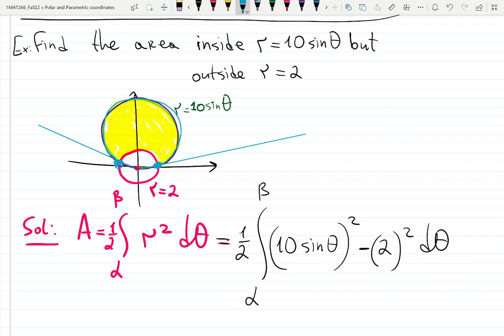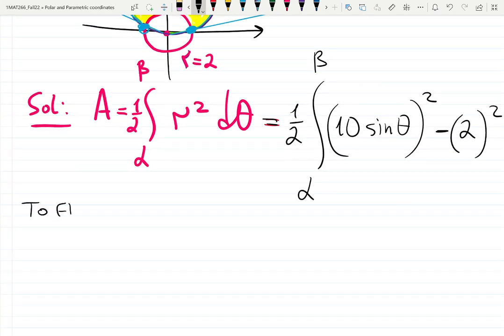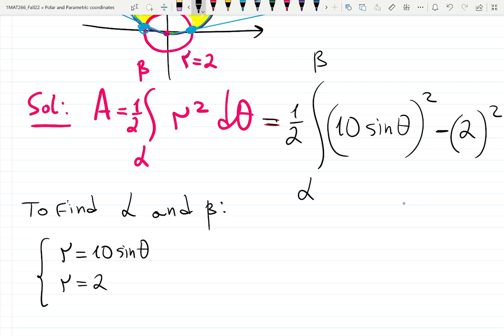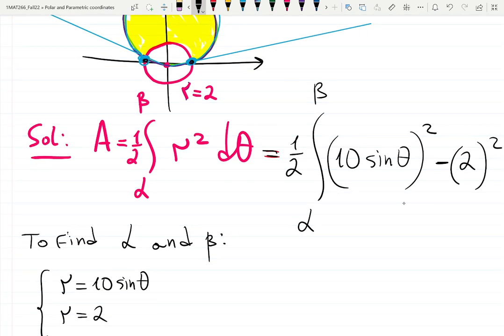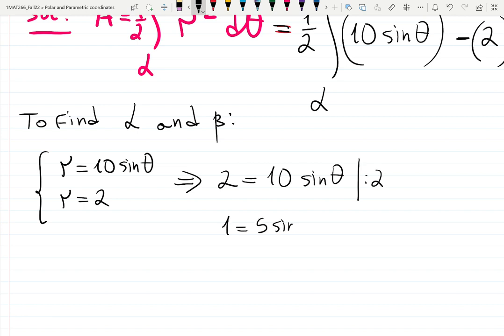So to do that, we will set those 2 equations equal to each other. To find the angles, to find alpha and beta, let's write the system: r equals 10 sine theta, r equals 2. They intersect each other at those points. So as always, we're just gonna try to solve the system. That is 2 equals 10 sine theta. We need to solve this trigonometric equation. Divide by 2. That will be 1 equals 5 sine theta.